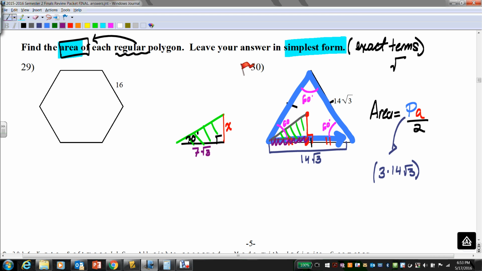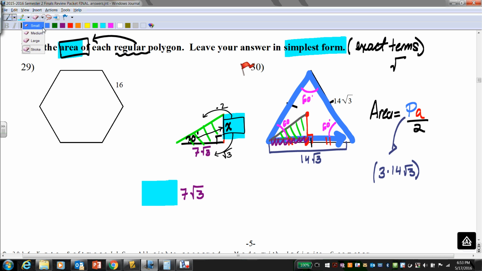Your job is to figure out what that apothem is. So we have a 30, 60, 90: short leg, short leg root 3, short leg times 2. You need to identify your short leg here. Your short leg is across from the 30, so your x is your short leg. So to get our apothem, it is going to be something times root 3 is 7 root 3.